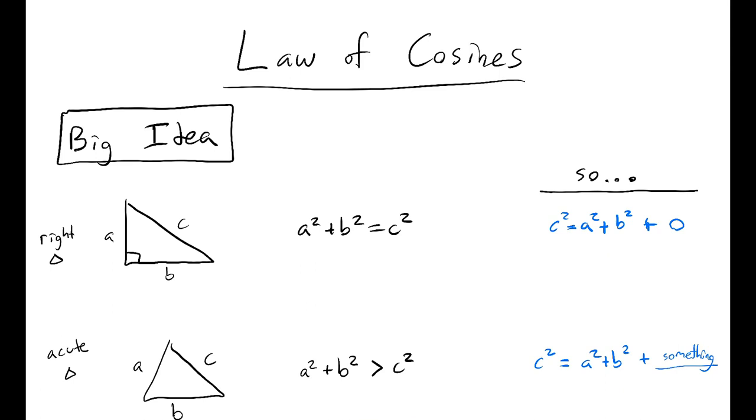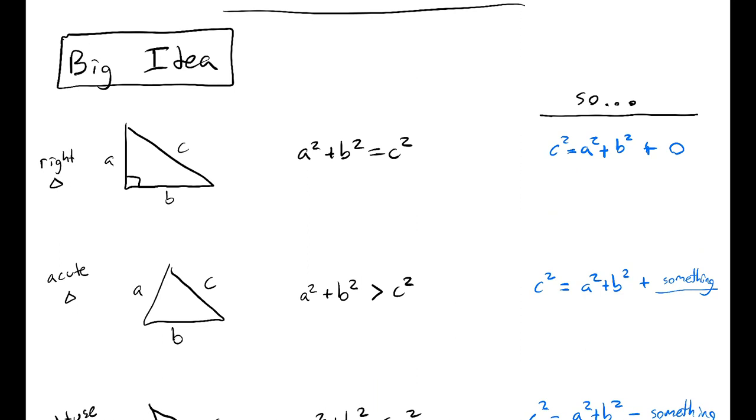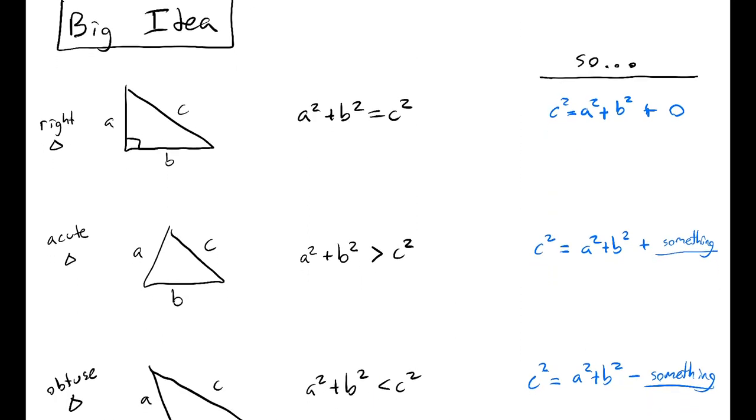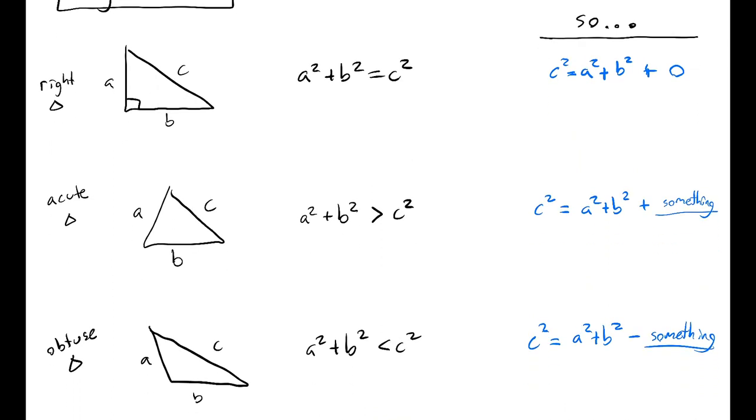So the big idea is we already knew from the past that we could use the Pythagorean theorem to determine whether something's a right triangle, right? That's this first one. But also the inequality here told us if a squared plus b squared was bigger than c squared, we knew it was an acute triangle, and the same for obtuse if the inequality pointed the other way. So actually, just comparing the values of a squared plus b squared and c squared would tell you what type of triangle it is.